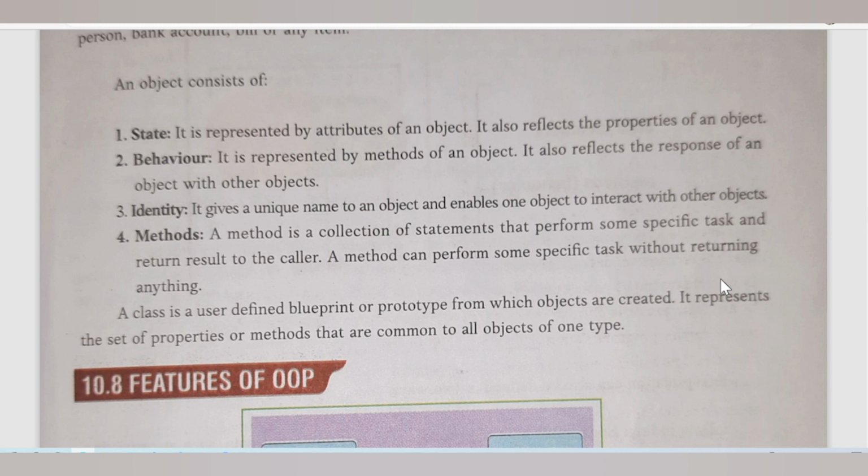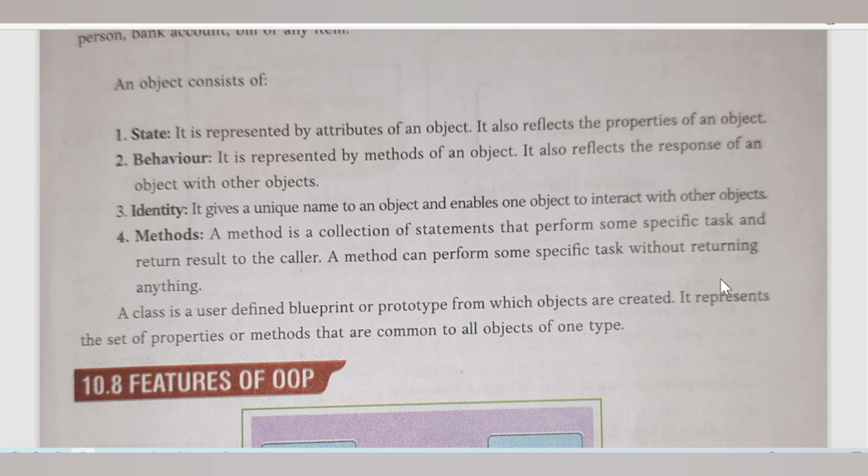Method. A method is a collection of statements that perform some specific tasks and return a result to the caller. As we call a function, here we call it a method, how we call the object to do some work. A method can perform some specific tasks without returning anything. While when we write a function, it returns something. But here we can perform some method without returning anything.